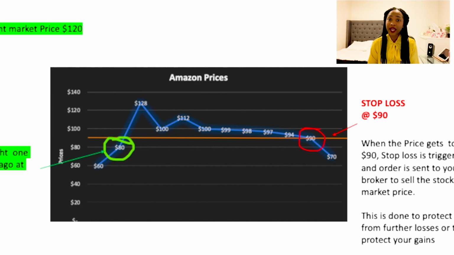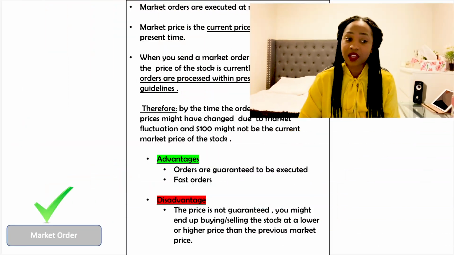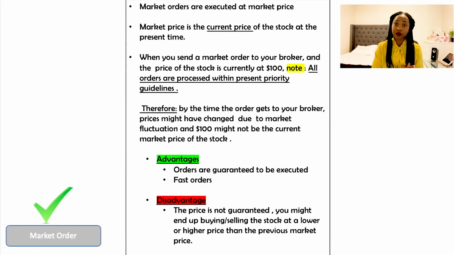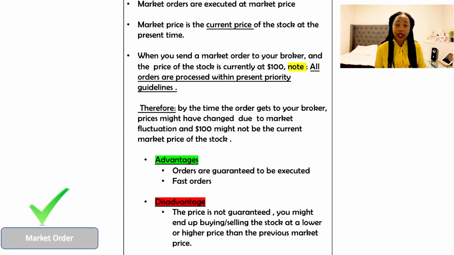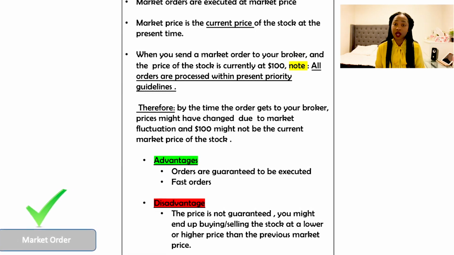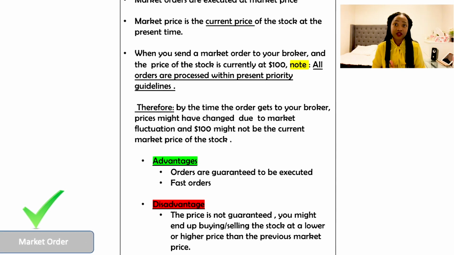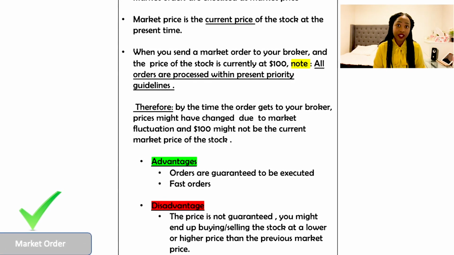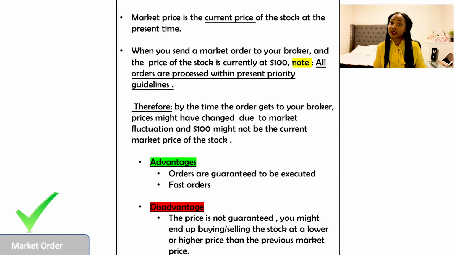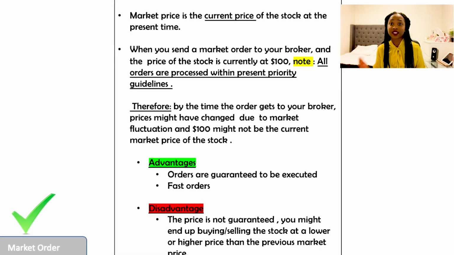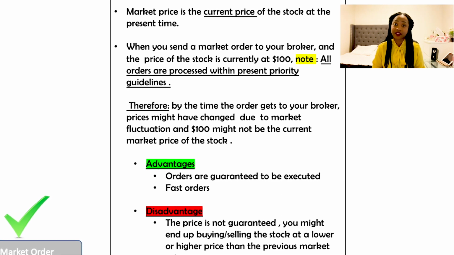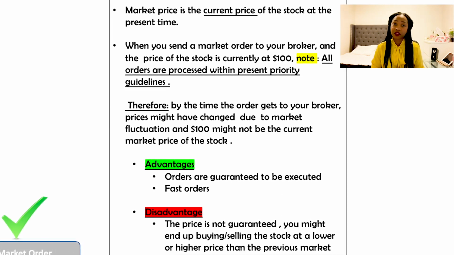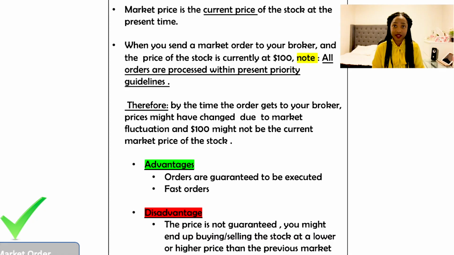And if you remember, a market order is executed at the current price that the stock is going for. You might have put your stop loss at $90, and by the time the broker gets it, the stock is at 89, so the broker is going to sell your stock for $89. Or the stock price went up to like 92. Whatever the current market price is, that's what the broker is going to sell it for.